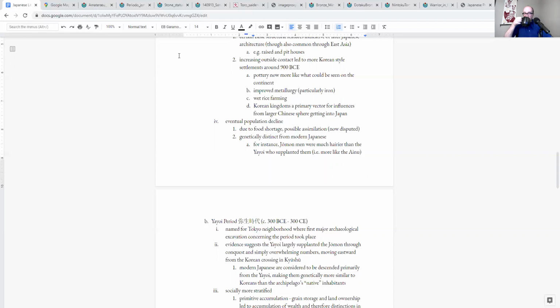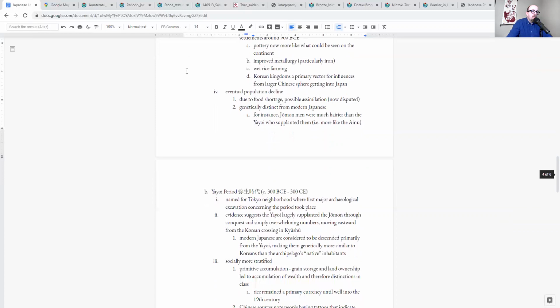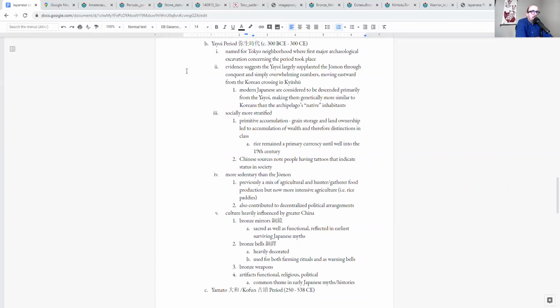Which brings us to the primary period for understanding culturally where the pre-modern and therefore modern Japanese come from. And that's the Yayoi period. Now, the Yayoi people largely supplanted the Jomon, possibly through conquest, possibly through just killing them off, and also possibly just through overwhelming numbers. If you have native inhabitants of a place who number in the hundreds, and then suddenly you have a bunch of colonists and or usurpers who are numbering in the tens of thousands, they're just going to be more of them, and they're going to crowd them out.